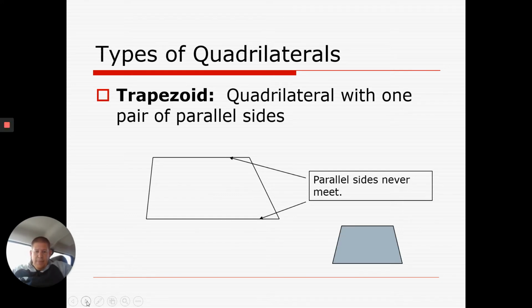All right, let's talk about trapezoids. So a trapezoid is a quadrilateral. Quad means 4, so quadrilateral with 1 pair of parallel sides. So the top line and the bottom line would be parallel. If they were to continue on forever in both directions, they would never cross.